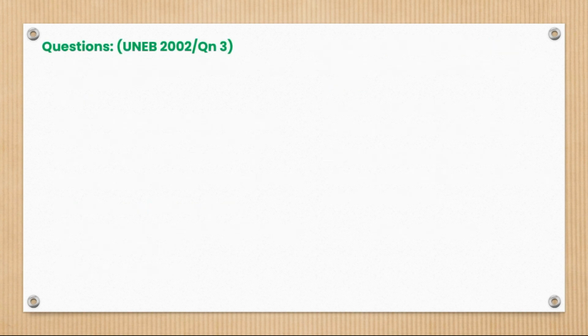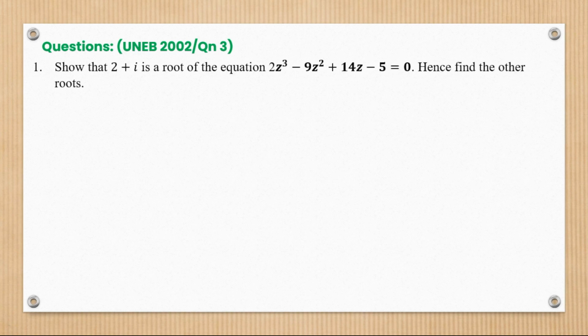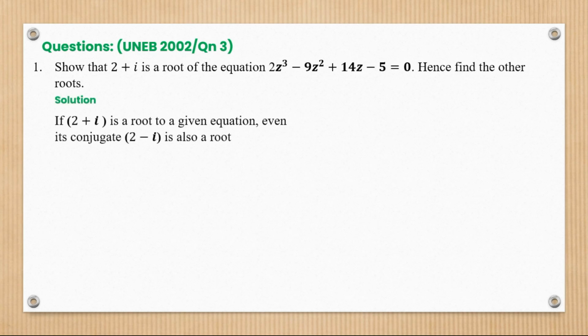Alright, let's look at something more complex. This is now UNEB 2002, and this was question number 3. We're being asked to show that 2 plus i is a root of the equation 2z cubed minus 9z squared plus 14z minus 5 is equal to 0, and hence find the other roots. So how do we deal with this one? If 2 plus i is a root of a given equation, then even its conjugate 2 minus i is also a root.